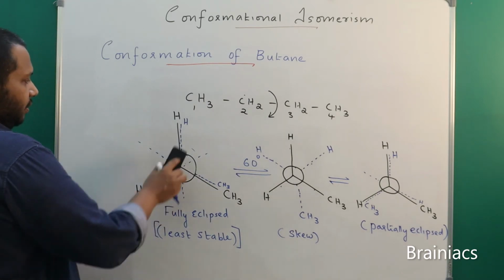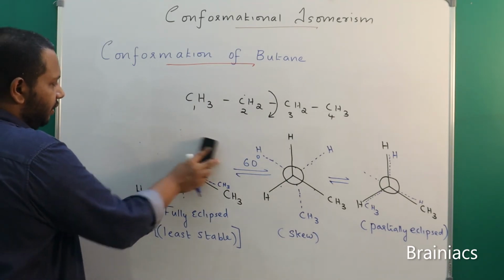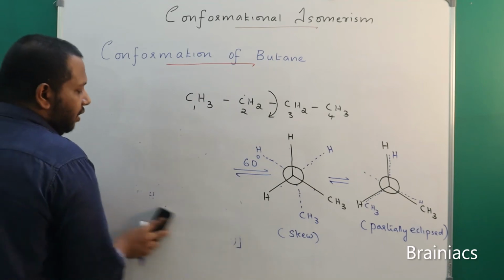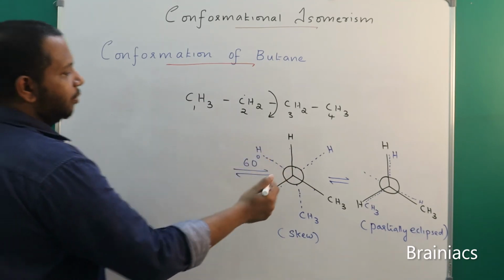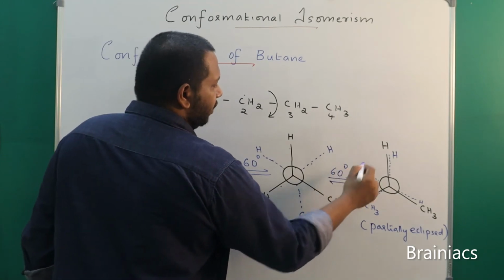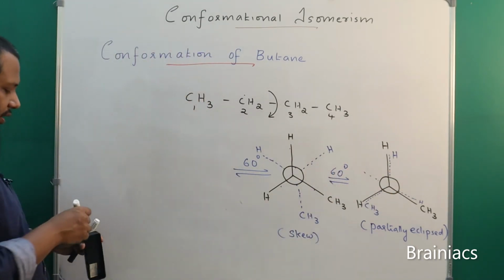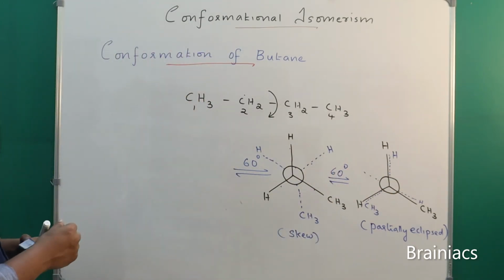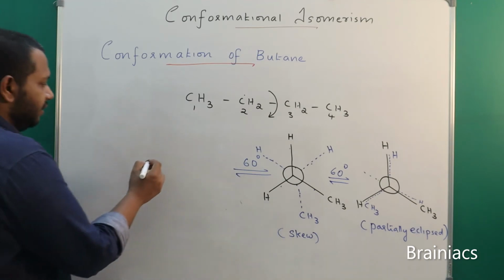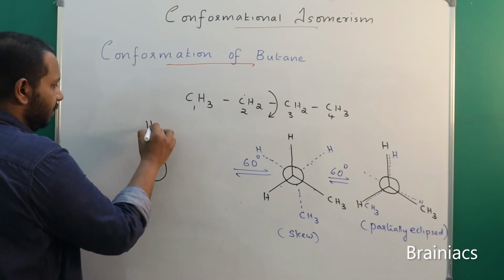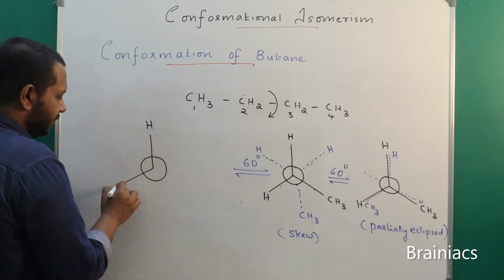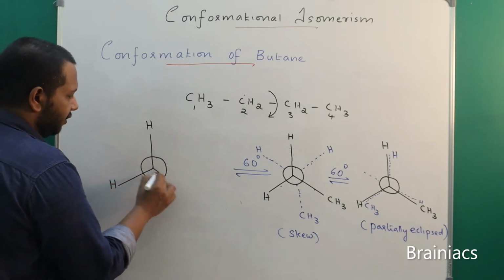So I can rub this out and draw that. There is no space actually, so let me draw the fully staggered. One more time I am rotating 60 degrees. So again I am drawing the 60-degree rotation, see here. So you can see it like this. Here you have hydrogen, here also hydrogen is there, and here CH3 is there.